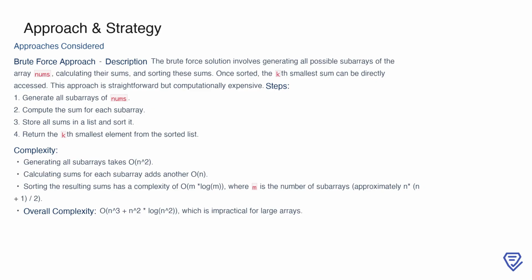Generating all subarrays takes n squared time, and calculating their sums adds another layer of complexity. Sorting the resulting list of sums, which contains roughly n(n+1)/2 elements, increases the overall complexity to n cubed plus n squared log n squared. This makes the brute force method impractical for large input sizes, as the computation quickly becomes infeasible. Therefore, while simple, this approach doesn't scale well and would fail to meet the performance requirements for larger datasets.